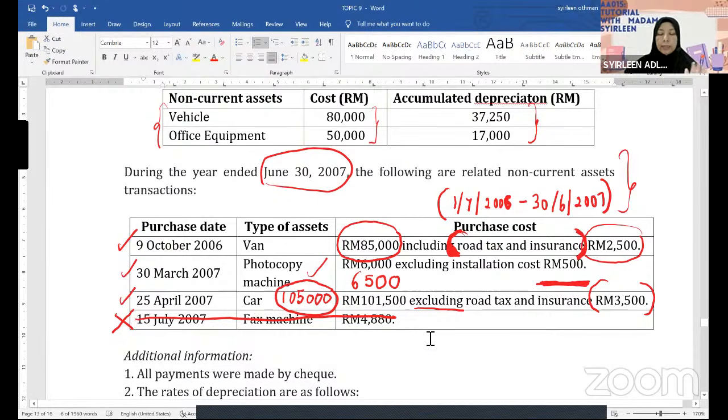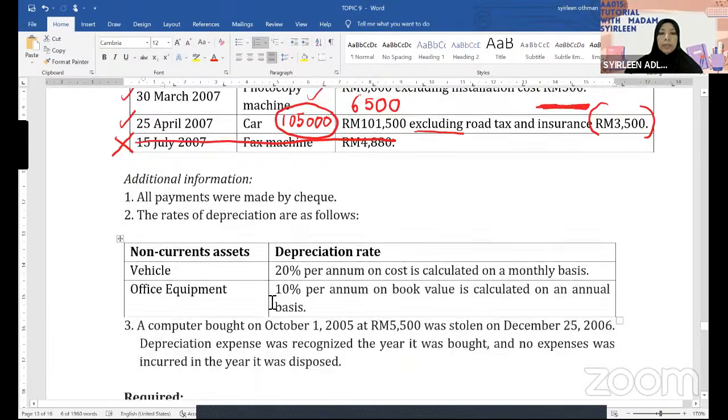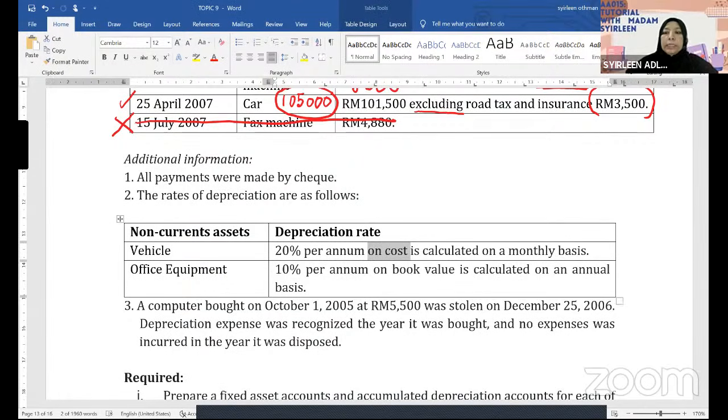All check, all bank. And then rate of depreciation. Okay. Ada beza. Okay. Kalau dia kata 20% per annum on cost. Yang ini ialah straight line. Okay, this is straight line.